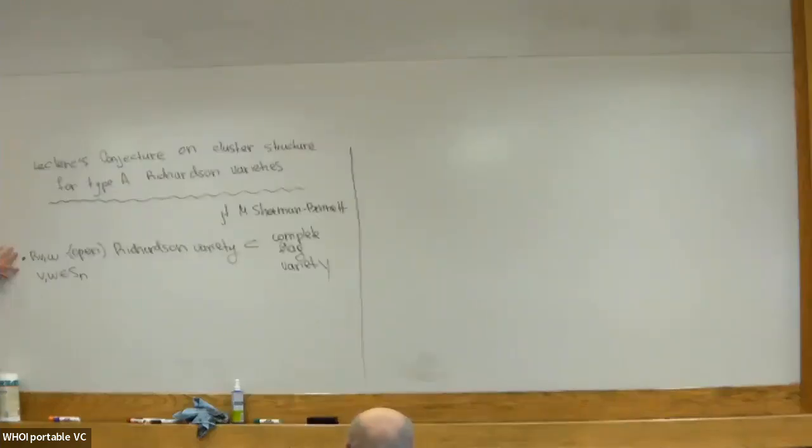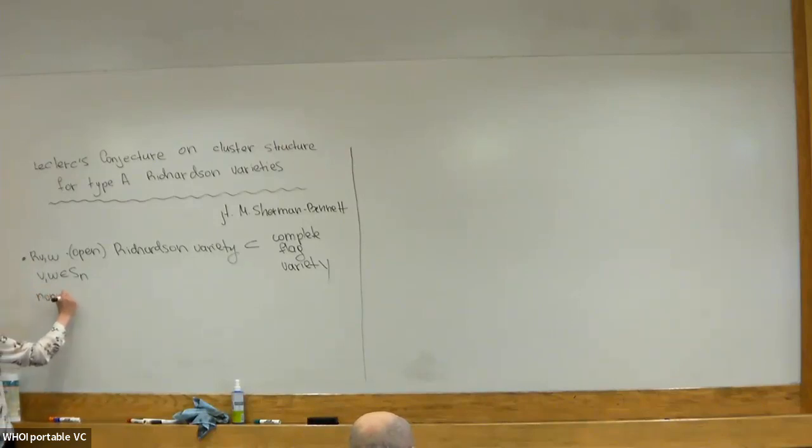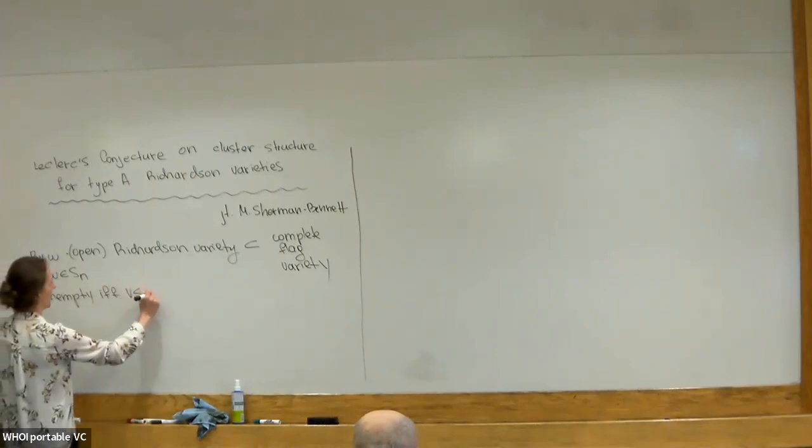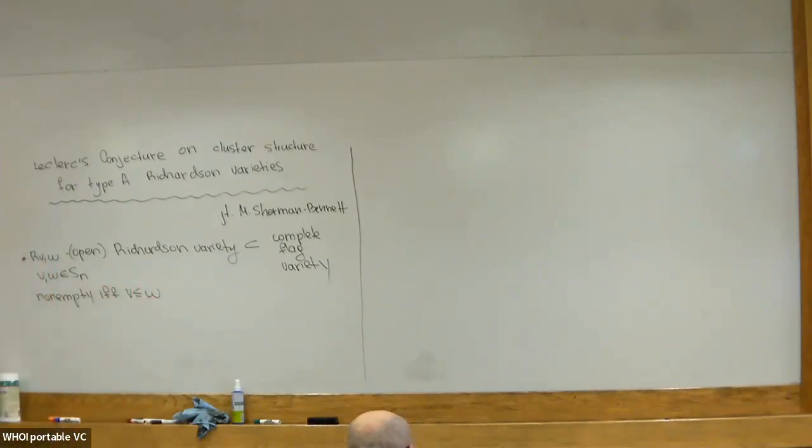Here are some particular n by n matrices with certain conditions on the entries. And moreover, it is known that this is non-empty if and only if B is less than or equal to W, and so you'll see this appear in the last class.